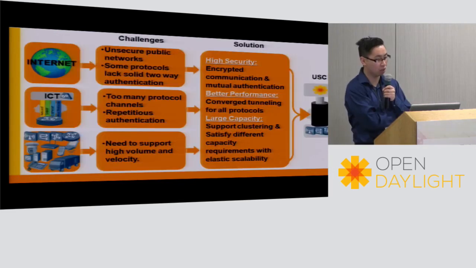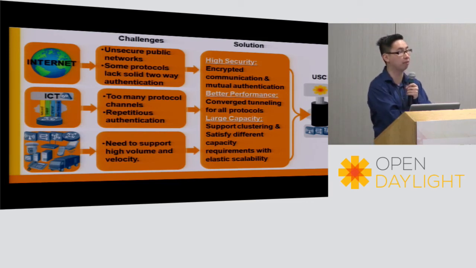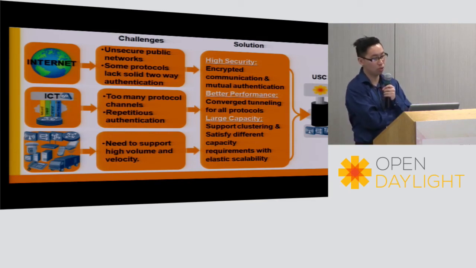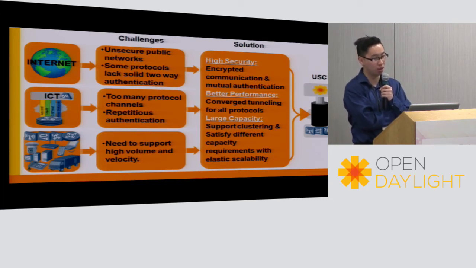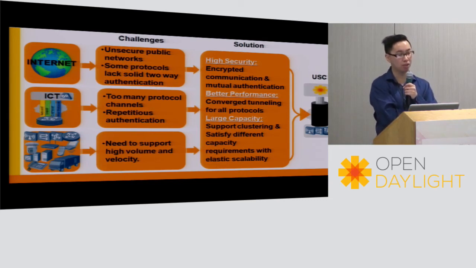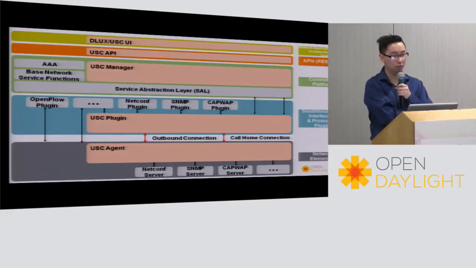Another challenge is the need to support high volume and velocity, because there isn't really any sort of southbound clustering support in many of the protocols that the enterprise uses. So our solution was to come up with what we call the unified secure channel, which provides encrypted communication and mutual authentication, with converged tunneling for all protocols.